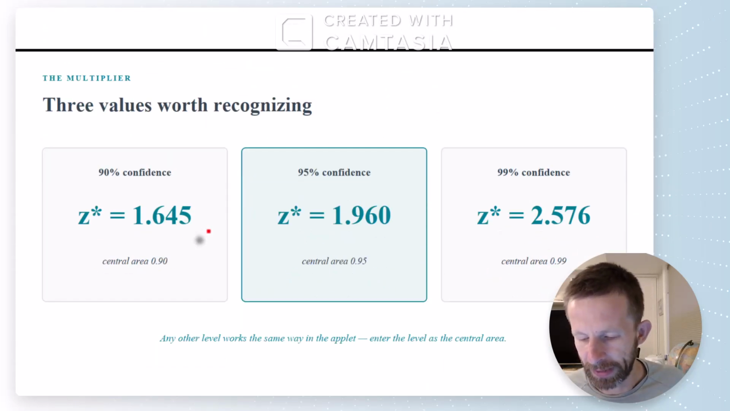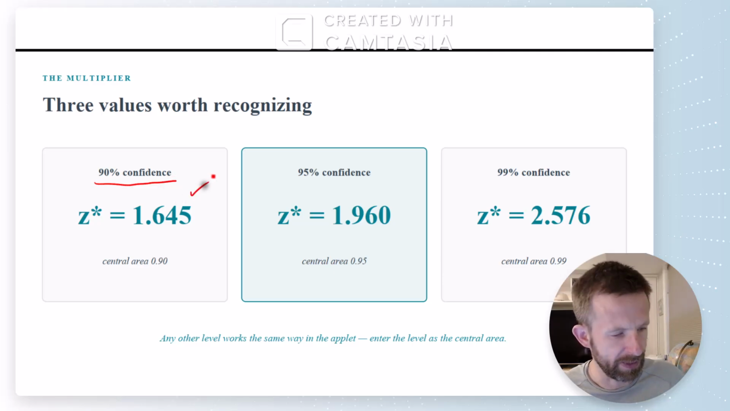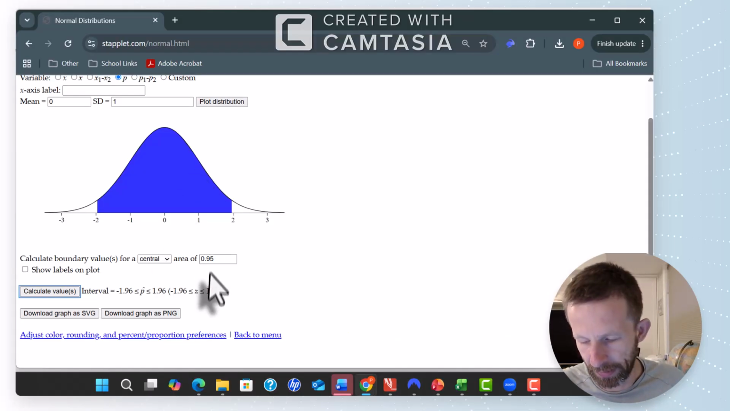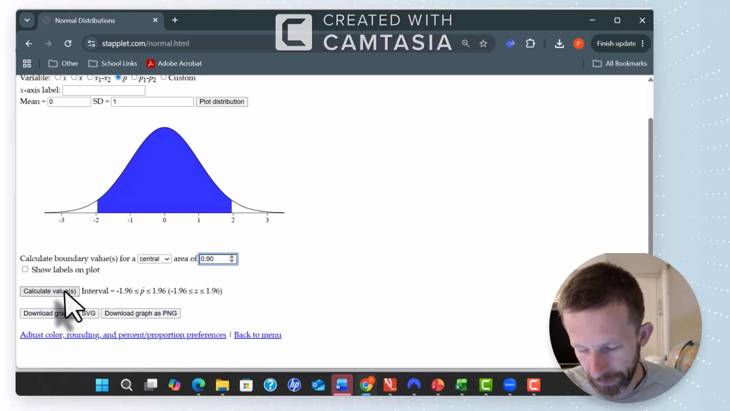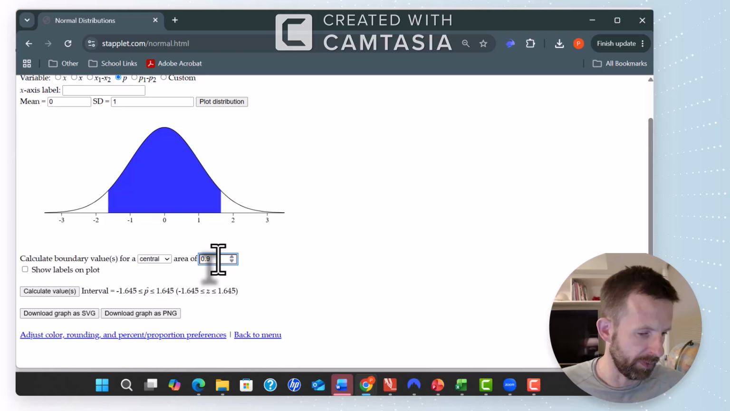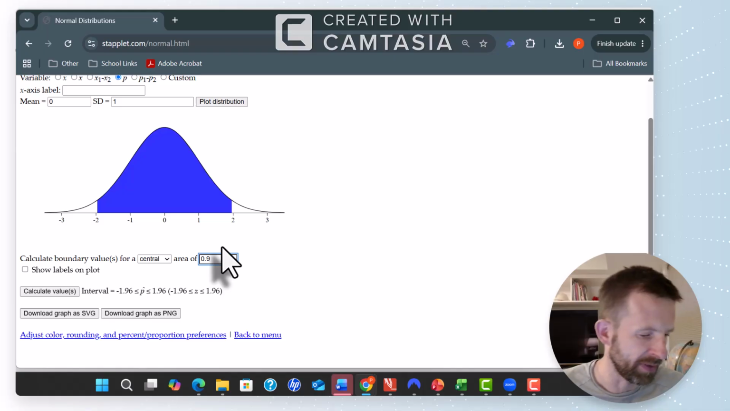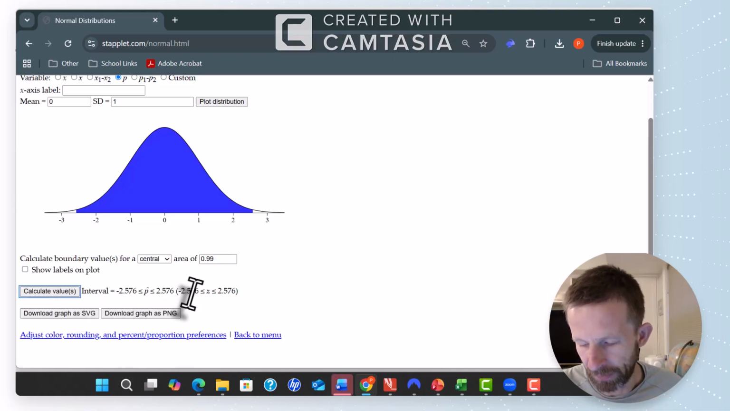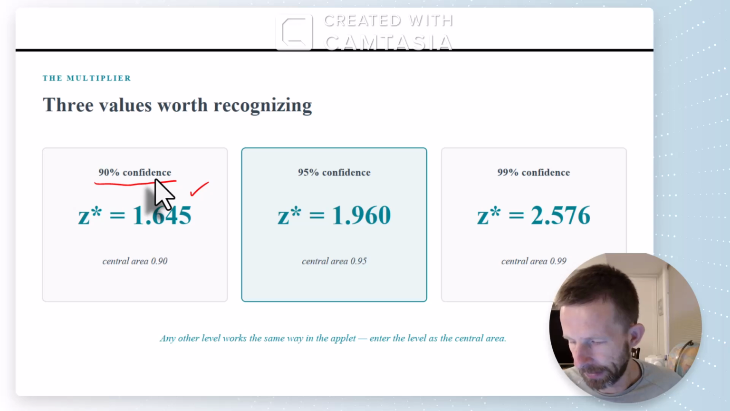Three values worth recognizing. At 90% confidence, our multiplier is 1.645. So let me just show that. So at 90% confidence, our multiplier is 1.645. Then I showed you the 95% confidence level, 1.96. And if we want to be, for example, 99% confident of something, that value is going to be 2.576. So those are like standard.